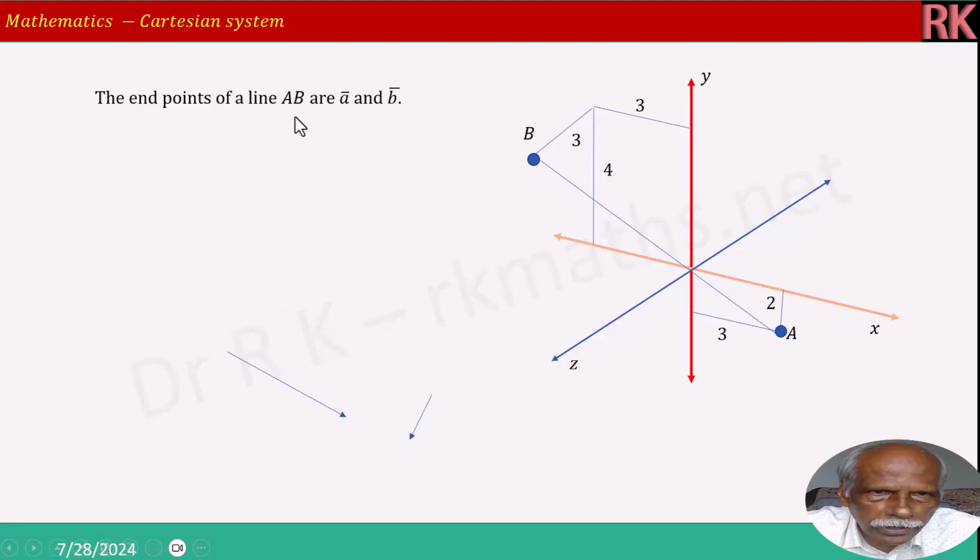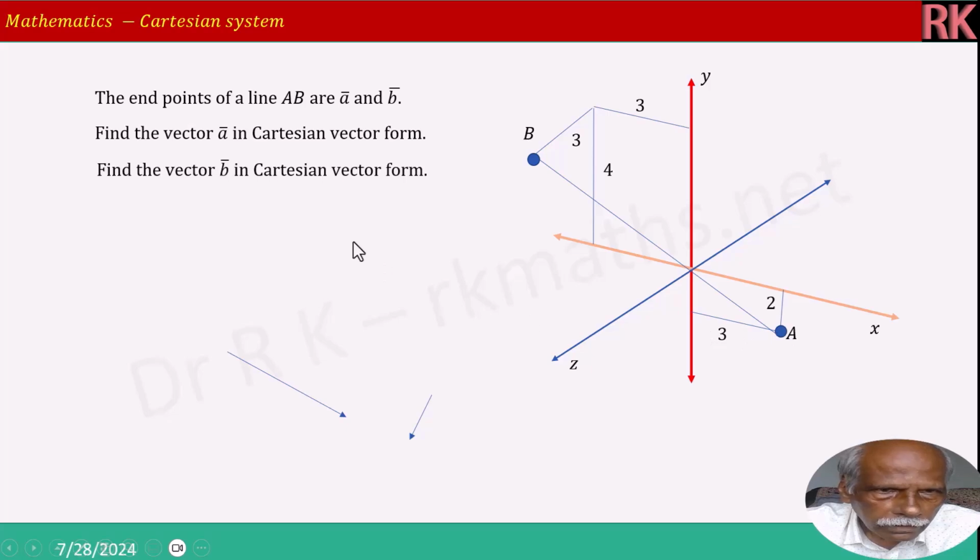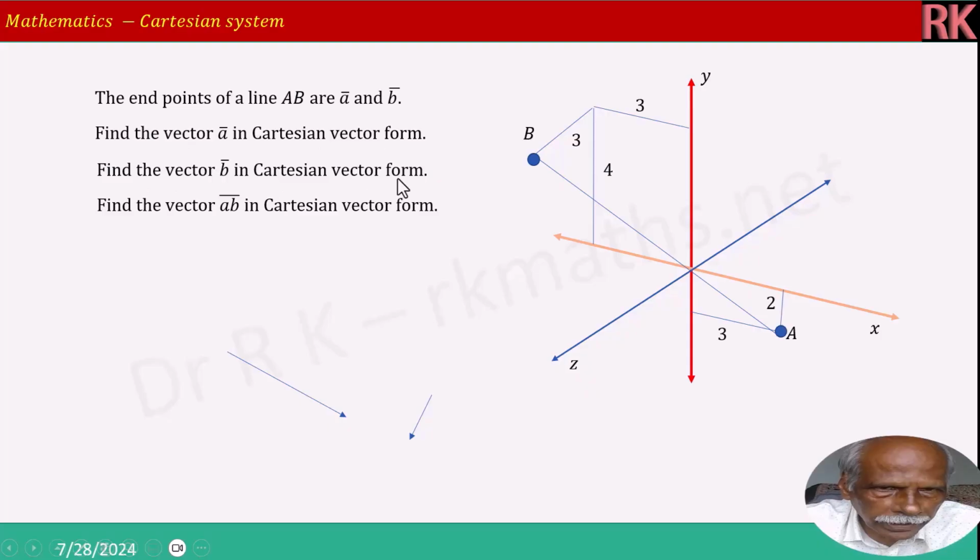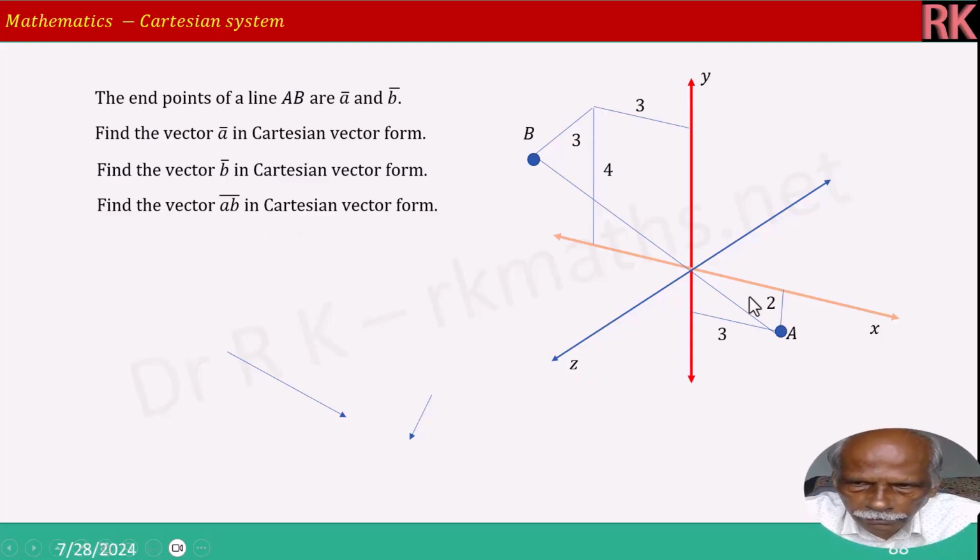These are the 2 endpoints of a line AB, A vector and B vector. The point can also be represented in vector form. I will give you a question: find the vector A in Cartesian vector form. Find the vector B in Cartesian vector form. Find the vector AB in Cartesian vector form. I will give you the answer.